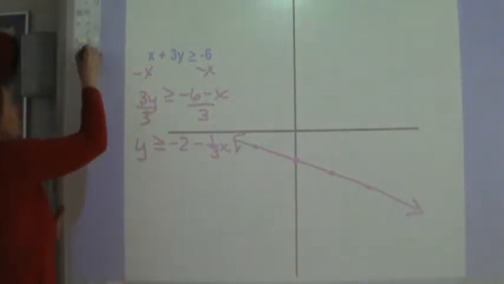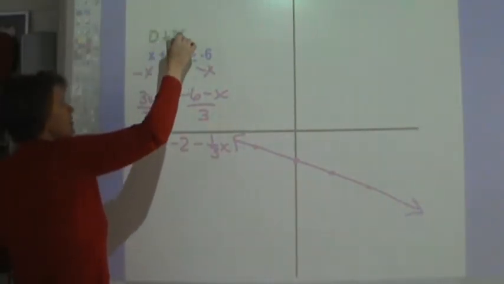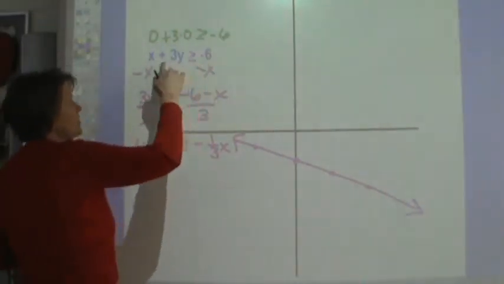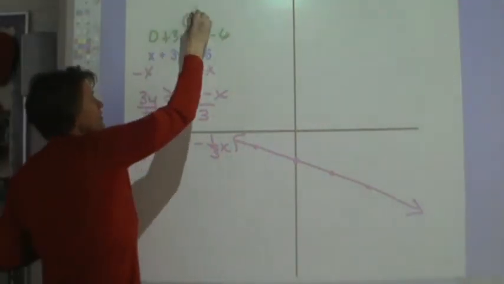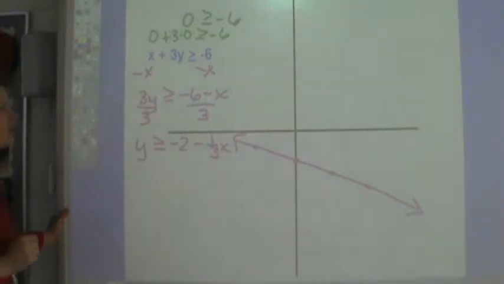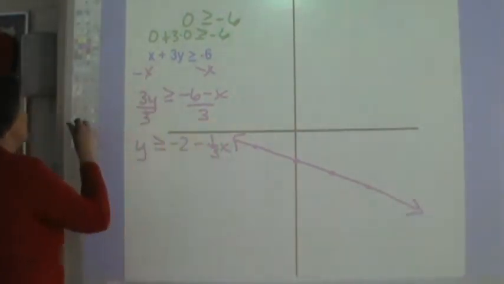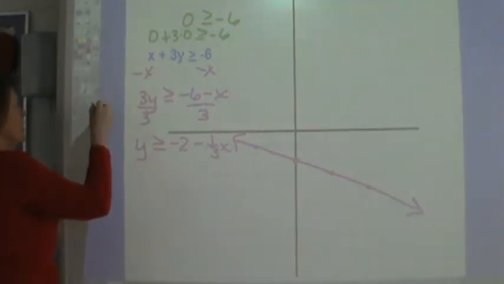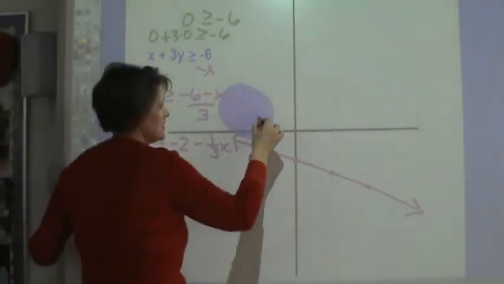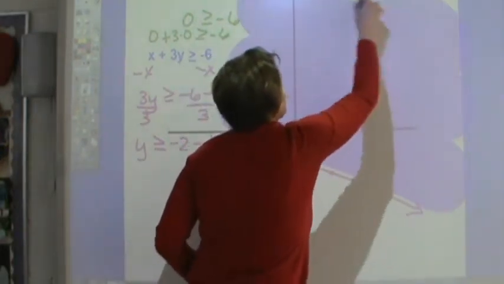And then let's test the origin. If I test the origin, I get 0 plus 3 times 0. Is that greater than or equal to negative 6? 0 plus 0 is 0. Is that greater than or equal to negative 6? It is. So that means I'm going to shade the side of the line that includes my origin. Oops, wrong button. Hang on. So it's going to be this side this time, over the point I tested.